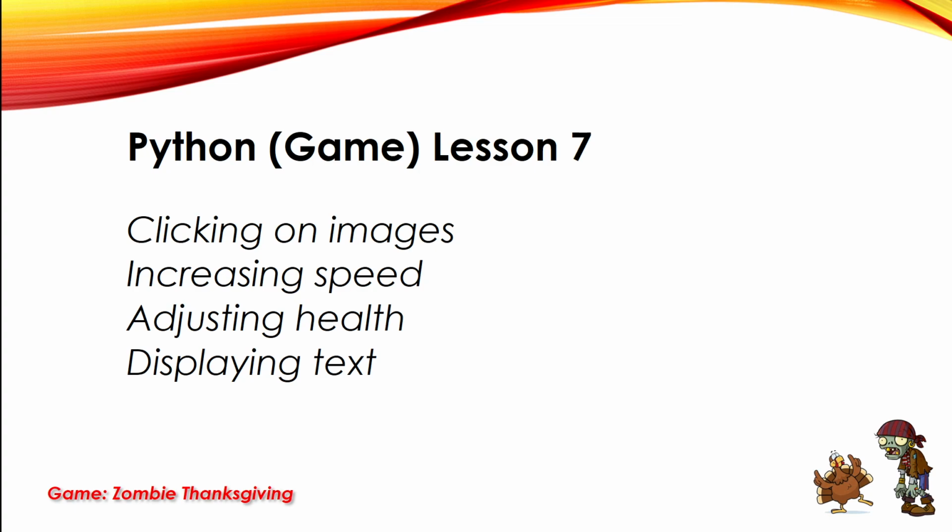Welcome to Making Video Games with Python, Lesson 7. In this video, we're going to cover quite a few topics that include being able to click on an image, increasing the speed of an image, adjusting the health of our images, and then finally how to display text on our screen. So let's get to it.